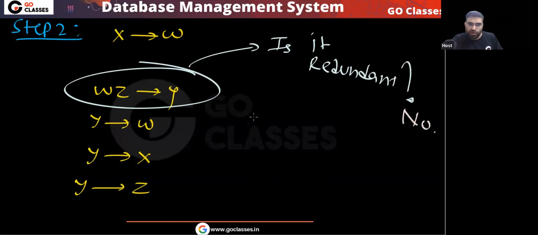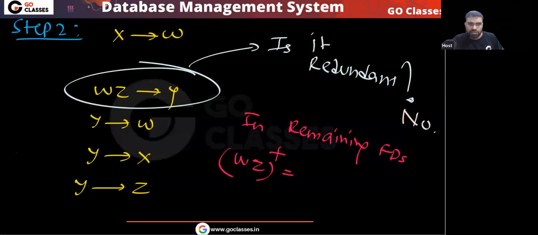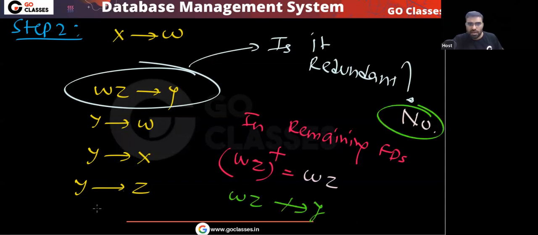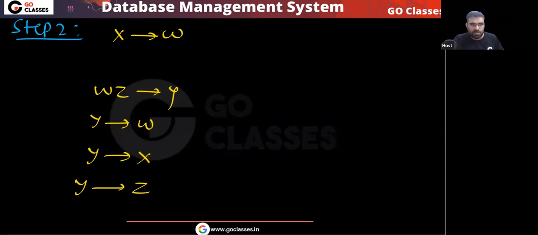Because in the remaining FDs you find what WZ plus is. In the remaining FDs, WZ plus will be WZ. That's it. So in the remaining FDs, I can say WZ does not determine Y. So this FD is not redundant. What about the next one?